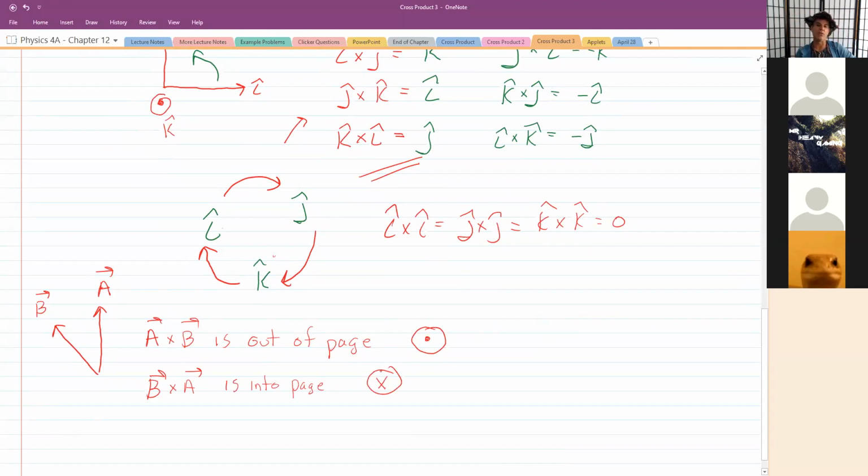And the little way to memorize this is if I shot an arrow towards you, you would see the point of the arrow coming towards you. If I shot an arrow away from you, you would see the crosshairs of the tail feathers going away from you. So as another example, let's say A pointed straight up, but B was out of the page. So A is pointing straight up, B is coming towards you. If you took your right hand and you curled A into B, what direction would your thumb point?